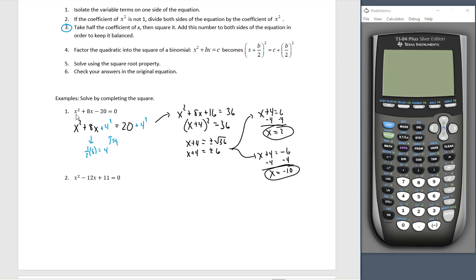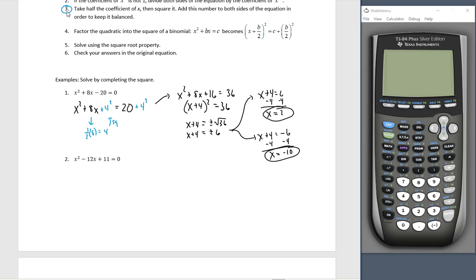Let's check it out. 2 squared is 4. 8 times 2 is 16. 4 plus 16 is 20. Minus 20 is 0. Check negative 10. Oh, it's going to hurt my brain. Negative 10 times negative 10 is positive 100. 8 times negative 10 is negative 80. Negative 80 and negative 20 is negative 100, to add to our positive 100 to make 0. So we could check our answers with these. Always check your answers in the original to make sure it works out.